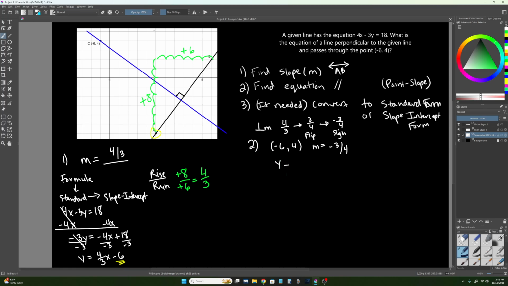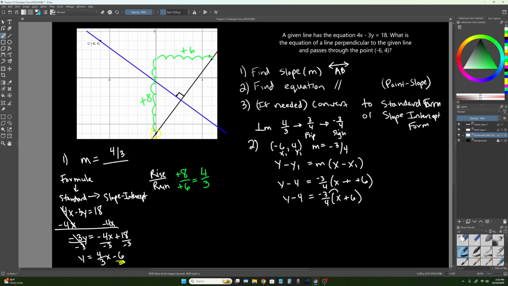So I've got y minus y1 is equal to m times x minus x1. My x1 and my y1 are right there in my point, and so I'm just going to plug my numbers in. y minus 4 is equal to negative 3/4 times x minus negative 6. Remember, minus and negative, those just become positive. So now I've got y minus 4 is equal to negative 3/4 and then x plus 6.